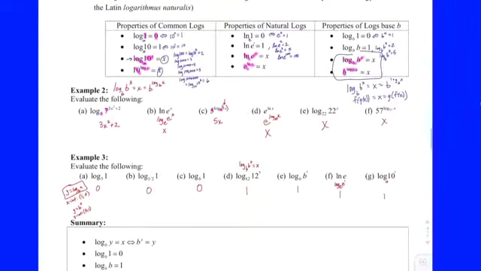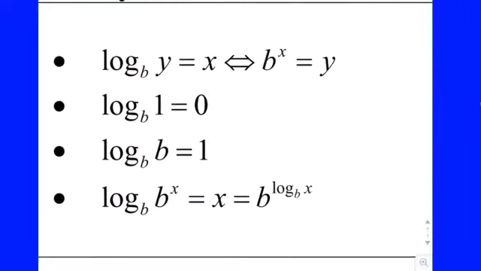Very good. All right, summary of what we've done so far. The top one is the conversion formula. If log base b of y equals x, then b to the x equals y, and vice versa. Log of any base of 1 is 0, and log base b of b is always 1. And if that exponent is more than 1, like b squared, it's going to be 2. If it were b cubed, it would be 3, so on and so forth. We can summarize that with the one below. Log base b of b in general to the x power is x. And then we can flip the operations around. B to the log base b of x is also x.